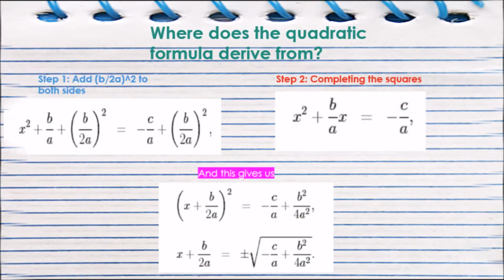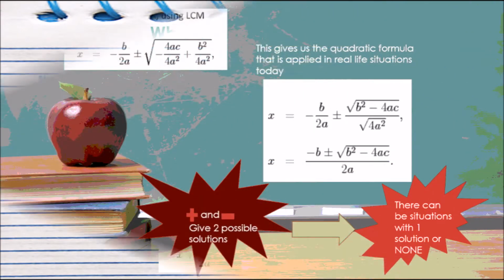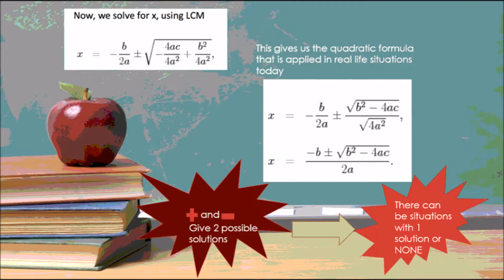Now where does this equation come from? Well, step 1, we divide the equation by a to get x squared alone. And then step 2, we use completing the square, which gives us that under the highlight in pink. From there, we just use LCM and solve for x, which finally gives us our quadratic formula.